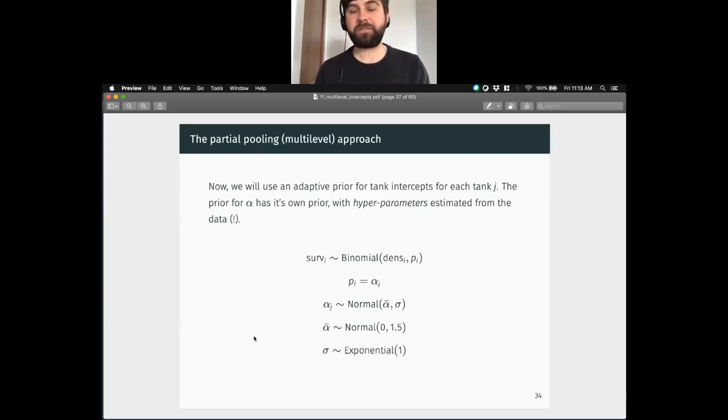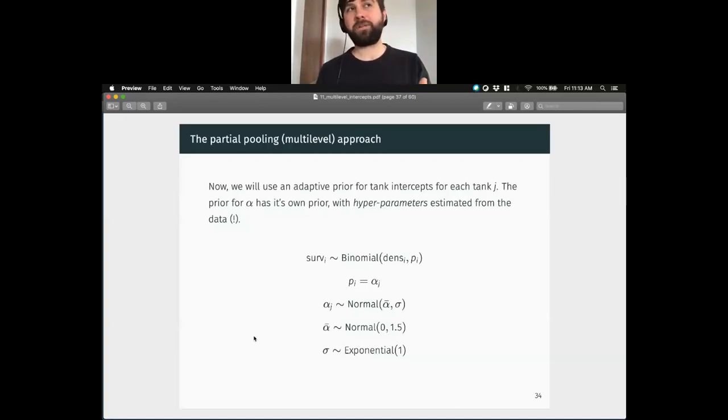So effectively, what I'm saying is I want those intercepts to come from a normal. I want extreme intercepts to be unlikely. I want most intercepts to be close to the center, the average of all tanks. And I want the likelihood of a particular value to be proportional to the probability density of that normal curve. This all sounds kind of crazy, and it is a little crazy. Effectively, what we're doing is we're adding priors and parameters to our priors themselves.